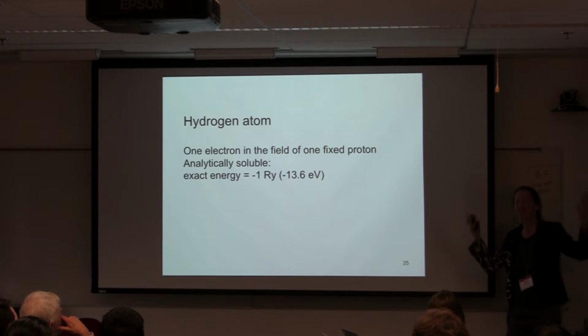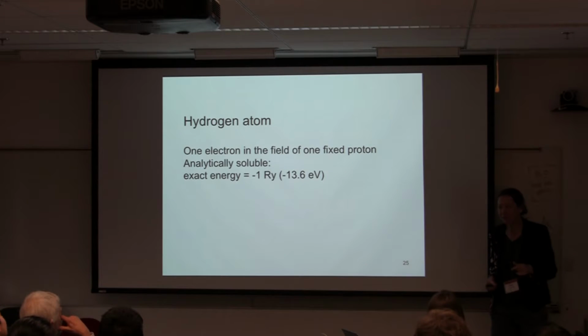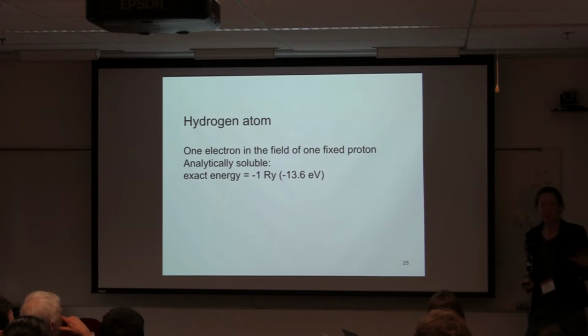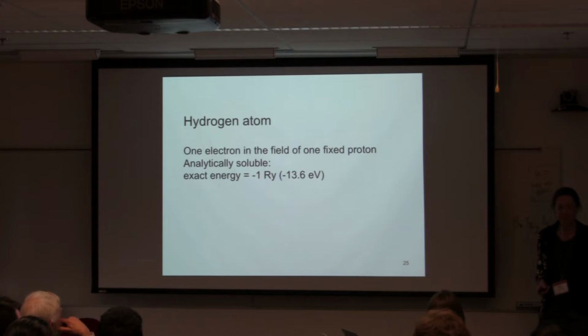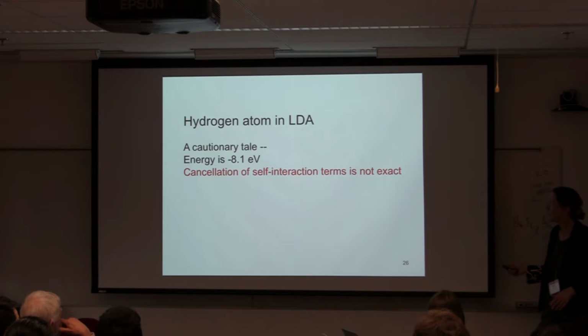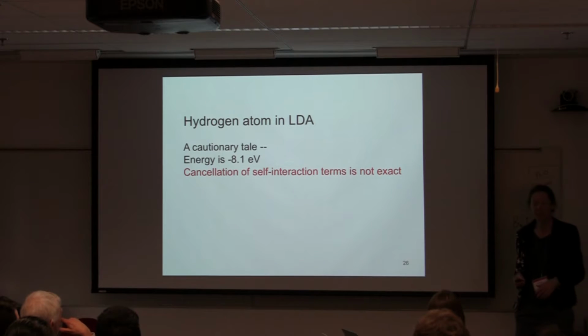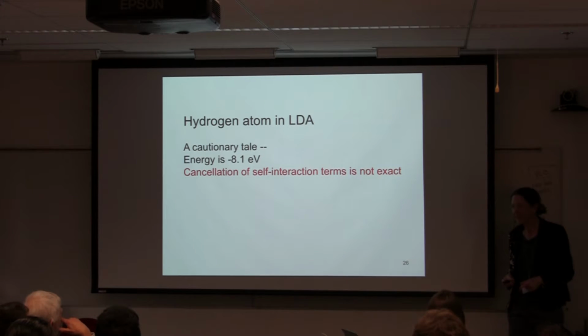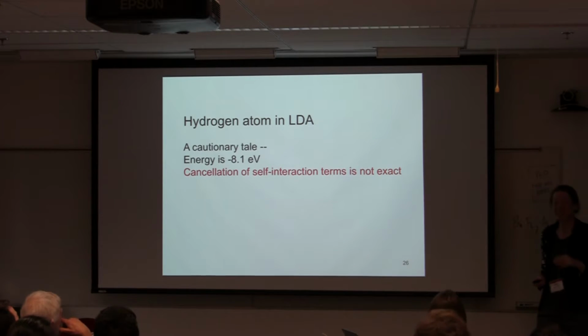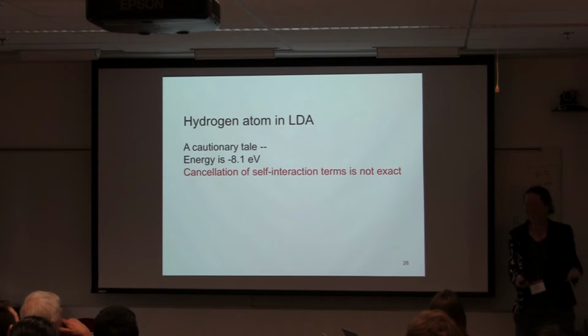This is like the one soluble problem in quantum mechanics that we know the answer for, right? So this should be a piece of cake for our first principles method. The truth is, if I do the hydrogen atom in density functional theory, the energy is not minus 13.6, it's minus 8.1, which is pretty terrible.